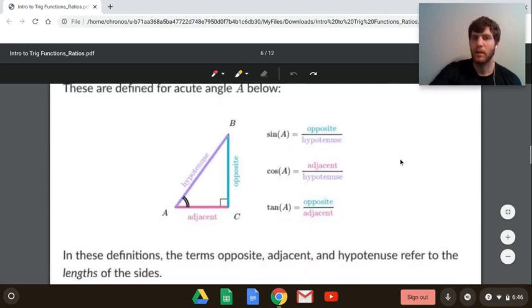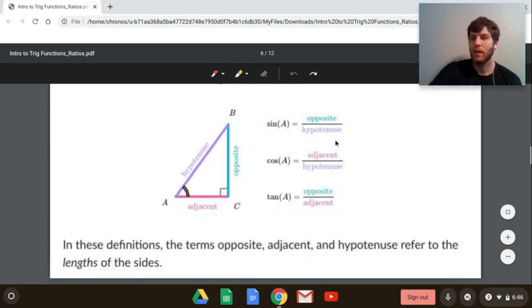Okay, and so sine is opposite over hypotenuse. The sine of an angle is equal to the length of the opposite side divided by the length of the hypotenuse. The cosine of an angle is equal to the length of the adjacent side divided by the length of the hypotenuse. And the tangent of an angle is equal to the length of the opposite side divided by the length of the adjacent side.